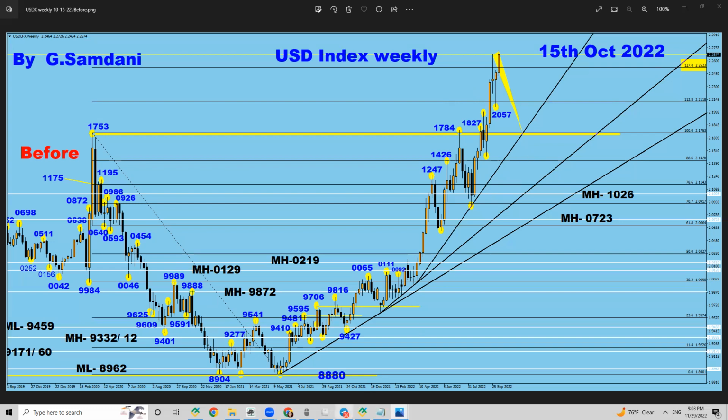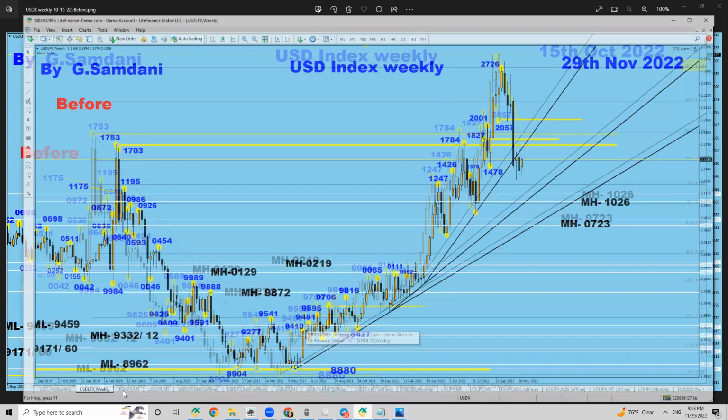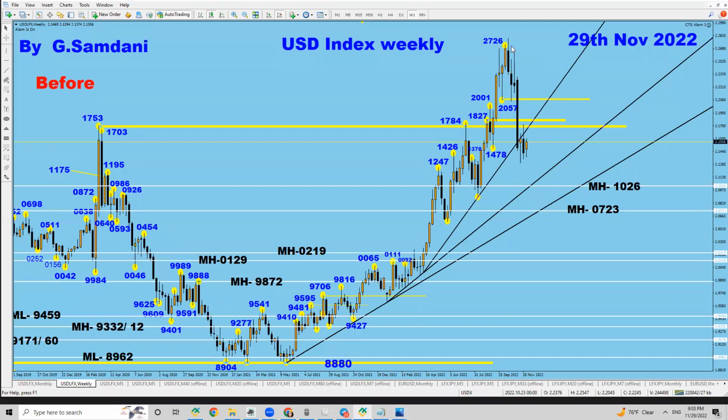So what happened to this chart? After a few times, you can see this is what happened. Right from there, it dropped exactly where I said that it's going to drop. As of today, 29th November, we are here. Now, what is cooking here, you cannot see on this chart, right?